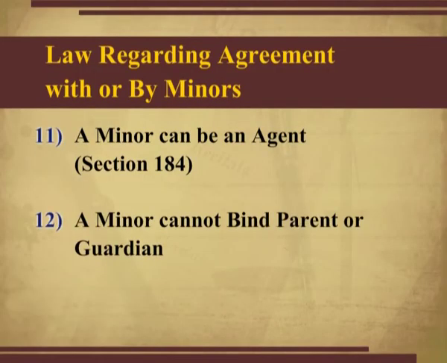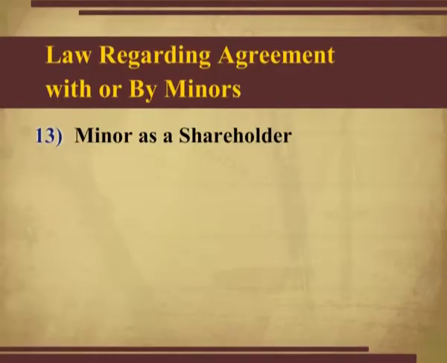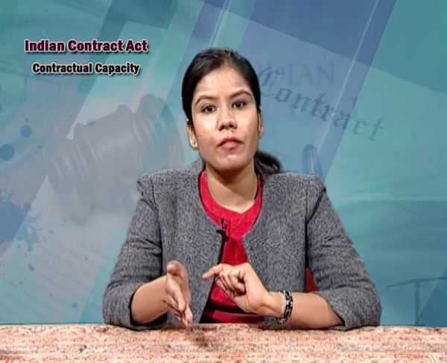Next one, a minor cannot bind parent or guardian. The parents of a minor are not liable for agreements made by a minor, even for necessaries. However, if a minor is acting as an agent of his parents, then the parents or guardians concerned can be held liable for the minor's agreement. Minor as a shareholder: a minor acting through his lawful guardian can become a shareholder or member of a company, provided the shares are fully paid and the articles of association do not prohibit the same.